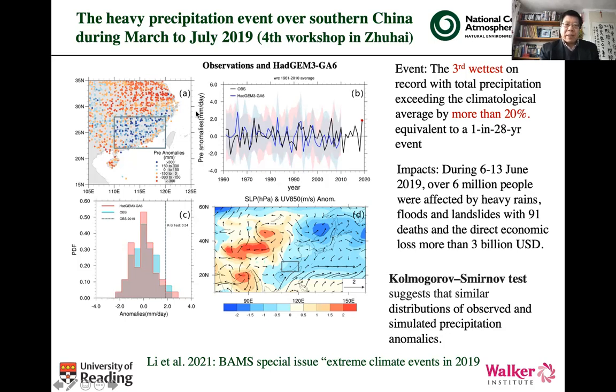And associated with this heavy precipitation, you can see these circulation anomalies: southwesterly anomalies transport moisture into the region and lead to heavy precipitation. And here is a probability density function of model simulation and observations, basically for the historical simulation over the historical period. You can see the model generally captures the observed distribution.